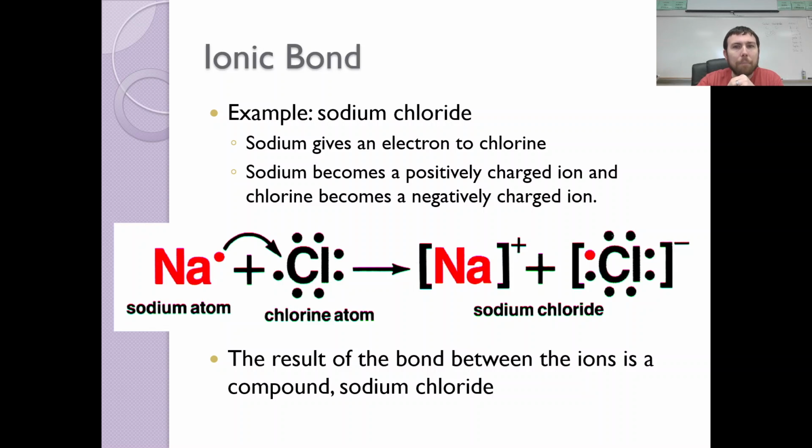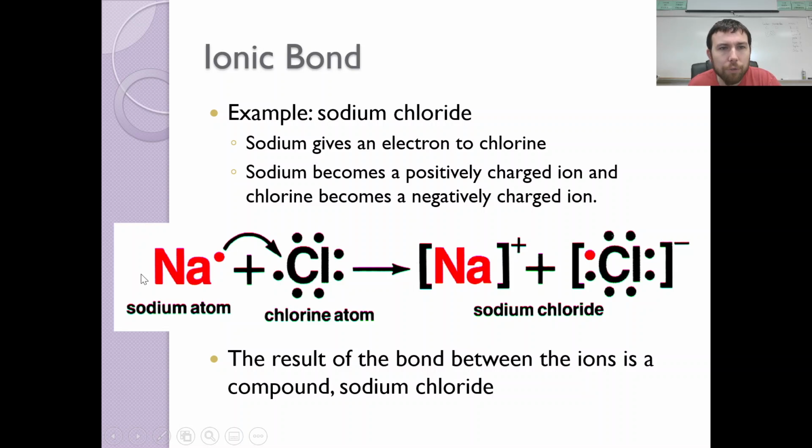Now, let's look at an example. So it's one thing for me to talk about it. Let's talk about an example. So we've got listed here the compound sodium chloride. Okay, now here's what's going to happen, right? We've got the element symbols even listed here. We've got the sodium atom, which is in red. We've got the chlorine atom that's in black.